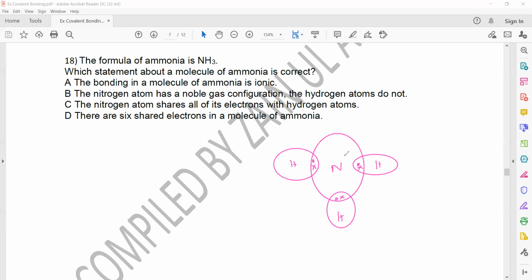And how many unshared electrons are there? For nitrogen, there are 2 unshared electrons. So nitrogen, how many electrons are there? Whenever a bond is formed, the atom becomes stable. So 1, 2, 3, 4, 5, 6 and 7, 8. So nitrogen has 8 electrons. When an atom has 8 electrons in the last shell, it is stable. What about hydrogen? Hydrogen has 2 electrons. When an atom has 2 electrons in the last shell, it also becomes stable. That's why statement B is not correct, because statement B says nitrogen is stable but hydrogen is not stable. Is it clear?